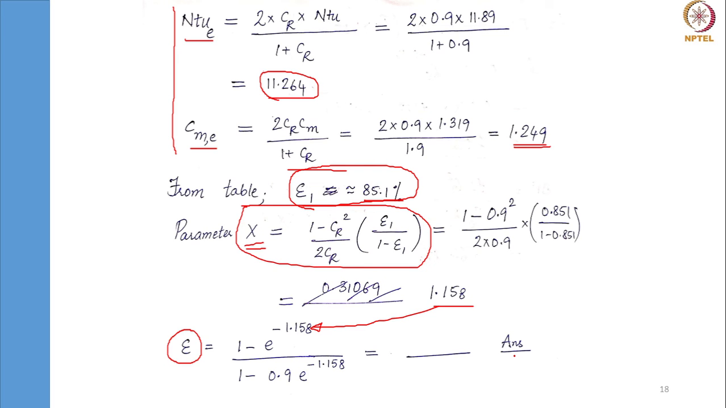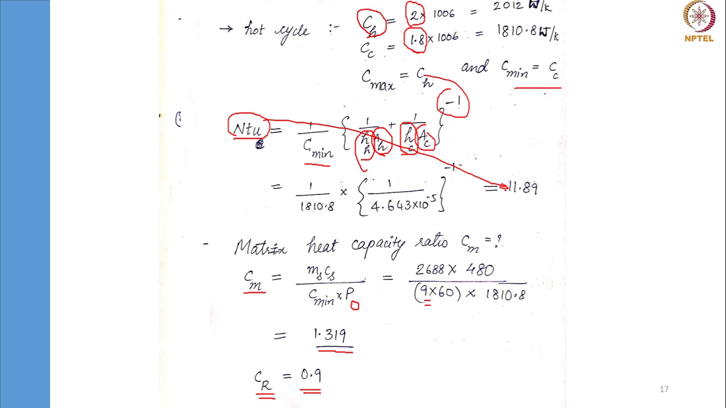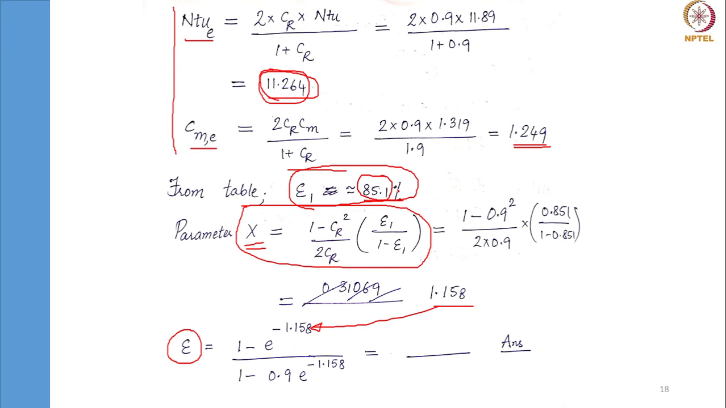95.6. Yeah. It shouldn't be, that is off, because epsilon 1 is just 85.1. What was your NTU? More or less the same. Effective 11.89. I don't think it should be around 96. You can check your calculations once again, because epsilon 1 is 85.1.